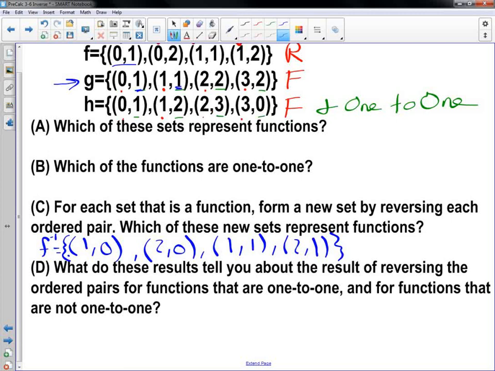Because those ones become our x's, and so we get more than one input value. What about h if I flip h? If I reverse it, does it become a function? Yeah, it looks like it will. Now, if we look at these results from reversing, which one of f, g, or h was the only one that was still a function when reversed? The bottom one, h. And what was h? It was a one-to-one function. What can we assume about one-to-one functions? You can reverse it and it's still a function.